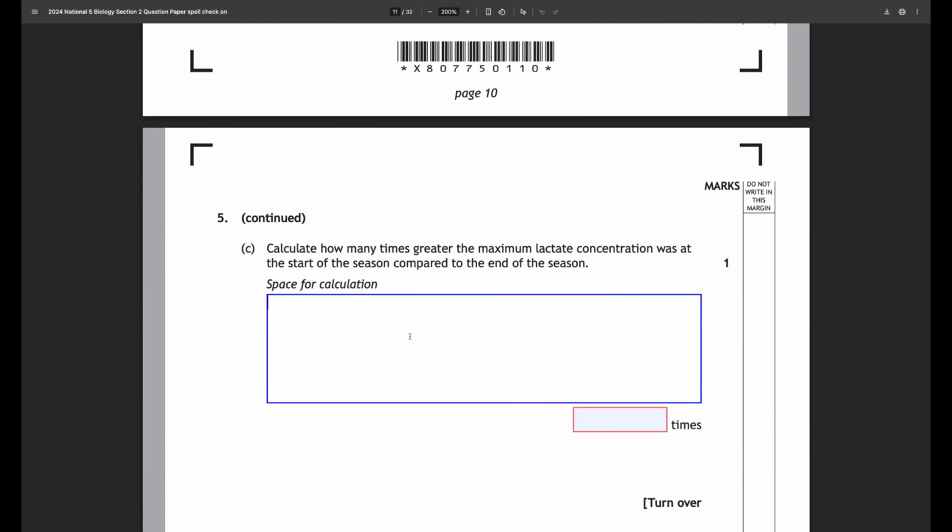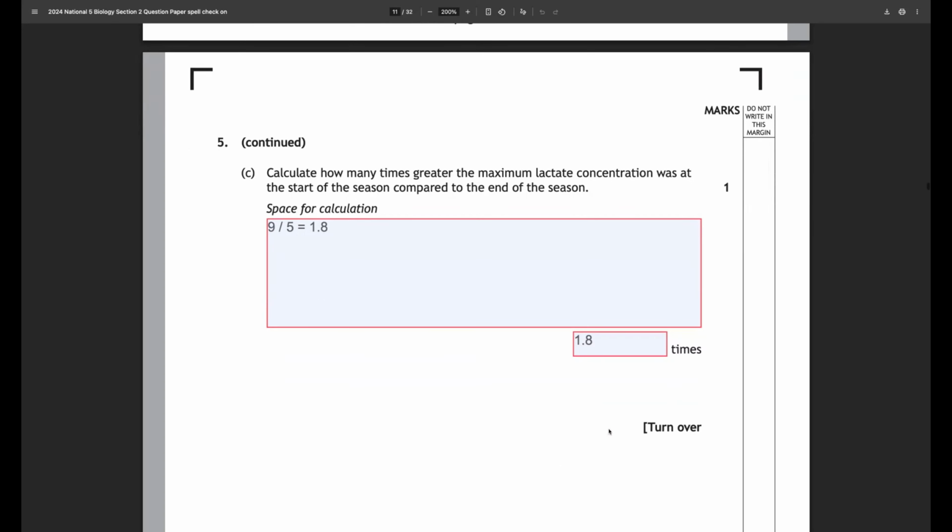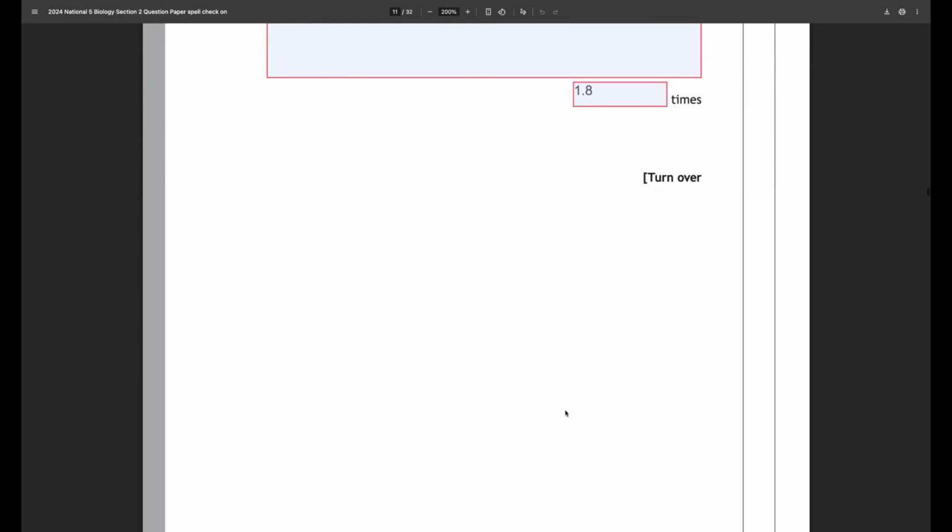Now, when you're asked how many times greater something is, we have to calculate how many times the smaller number goes into the bigger number. So it's a simple big divided by small, 9 divided by 5 in this occasion. 9 divided by 5 gives us 1.8. Big divided by small when you're asked how many times greater something is than something else. And remember, yes, we do our calculation, but we also put our answer in the box that they want us to put the answer in.